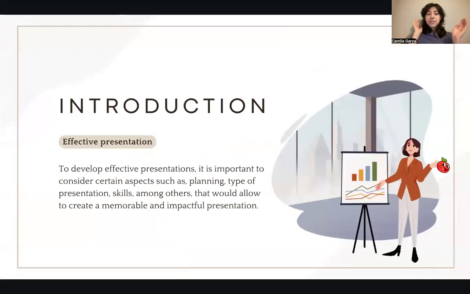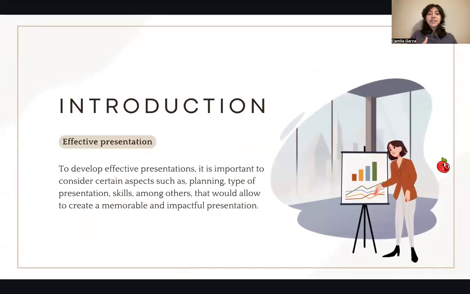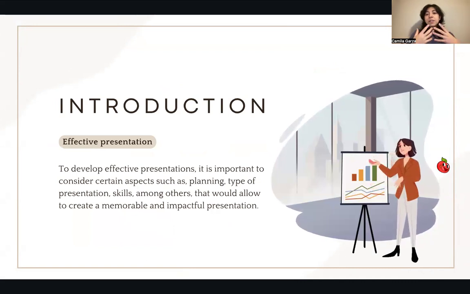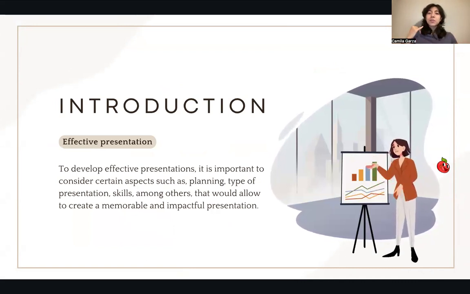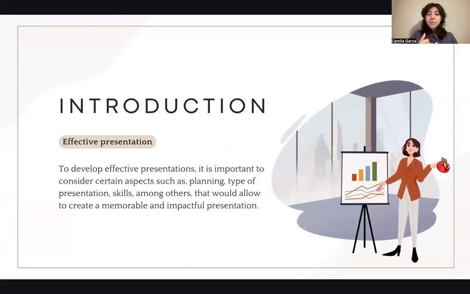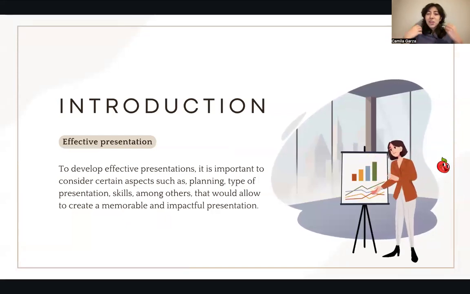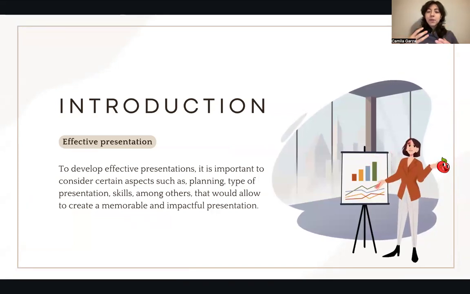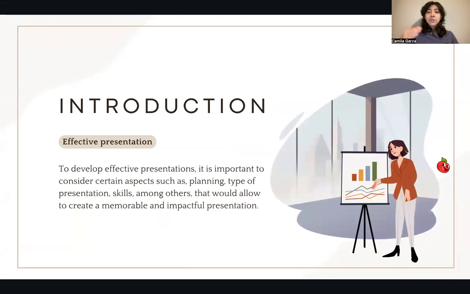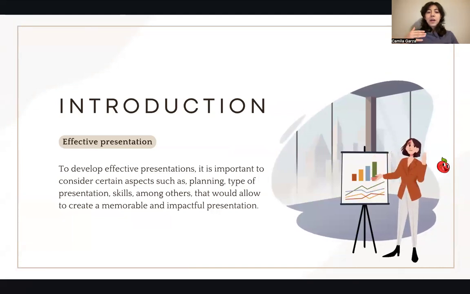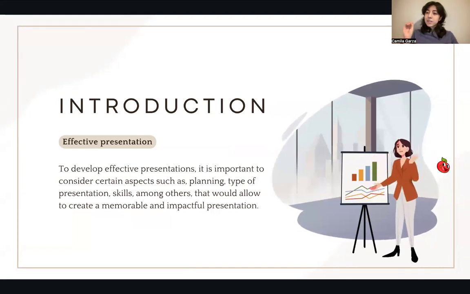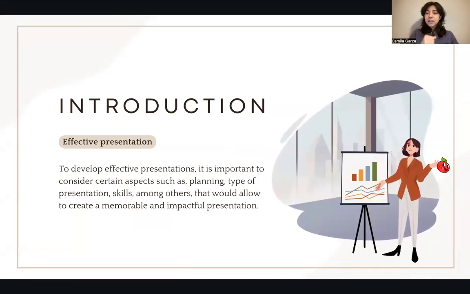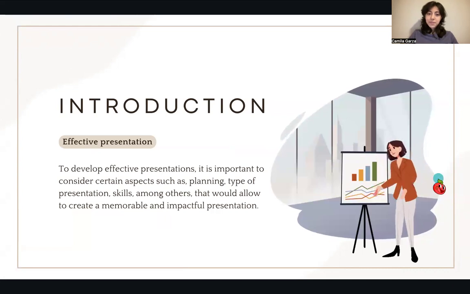Now, as an introduction, an effective presentation is one that you give to the audience to have a sense of purpose and to engage with the audience so you can make an impactful and memorable presentation. In order to do that, you have to develop important aspects, for example, the planning, the type of presentation, your skills, among many others.